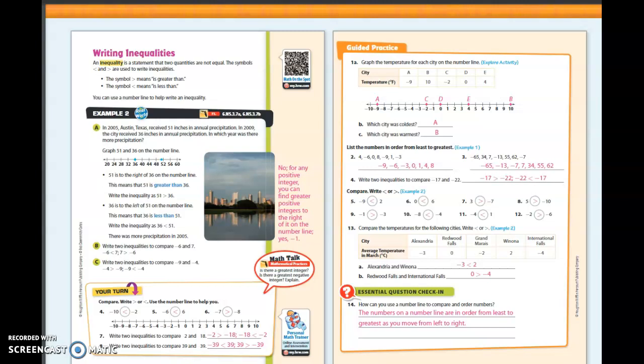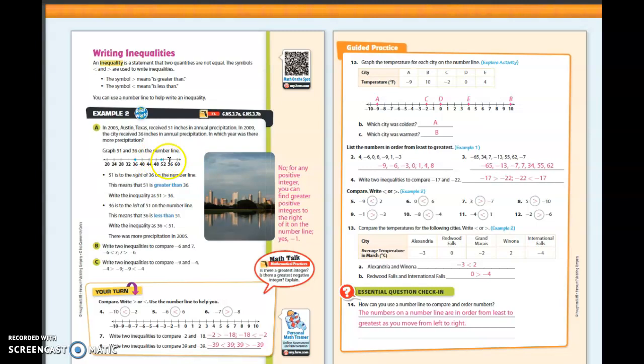And then when we have the smaller end of it, that's going to tell us that it's less than. So it says in 2005, Austin, Texas received 51 inches in annual precipitation. In 2009, the city received 36 inches in annual precipitation. In which year was there more precipitation?